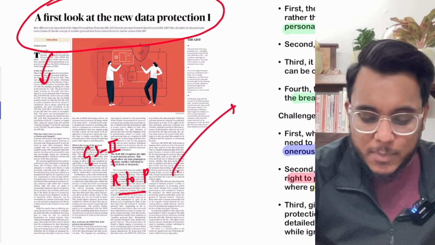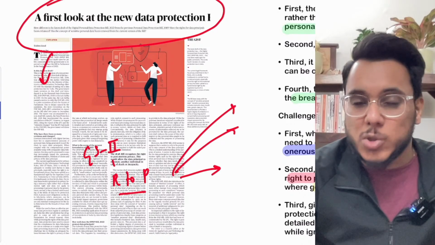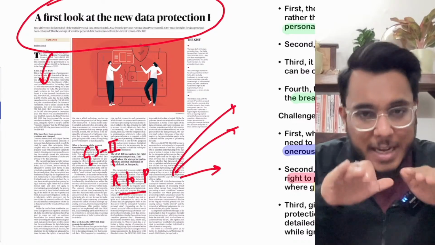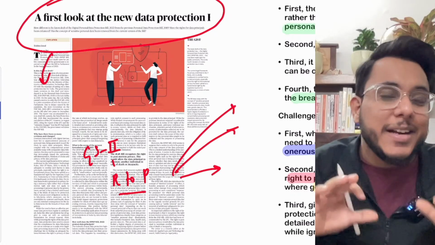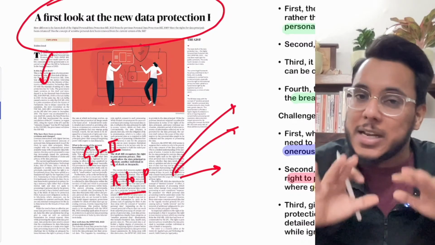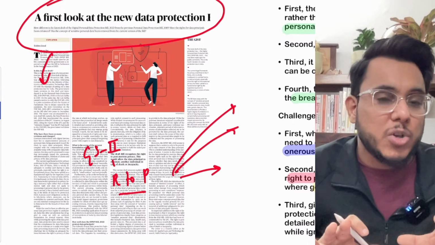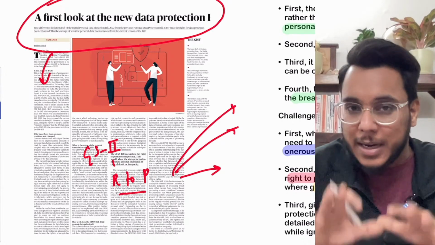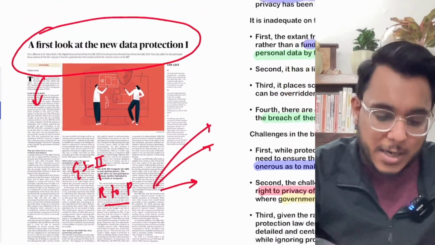Moreover, there are some good dimensions that have come in this particular article, and we are going to see these dimensions also. I am confident that after reading this article on the data protection bill, you don't need to refer to any other source. Even if a 10 marker or a 15 marker question comes, you will be able to answer it from the content given in this article. Okay, so let's start.